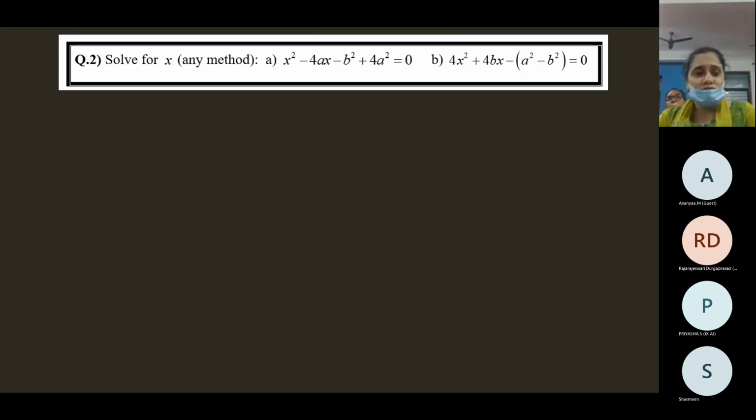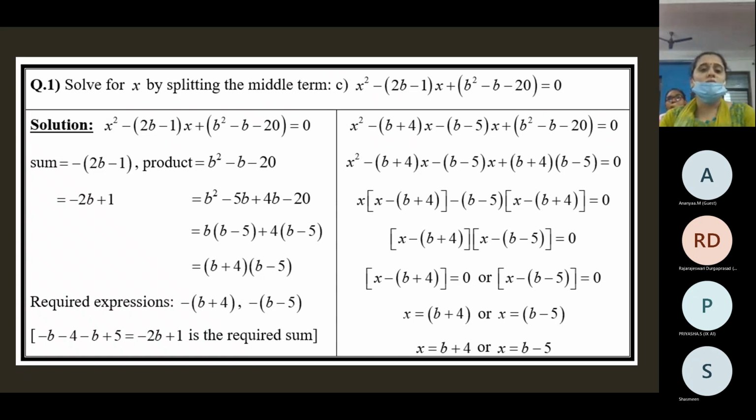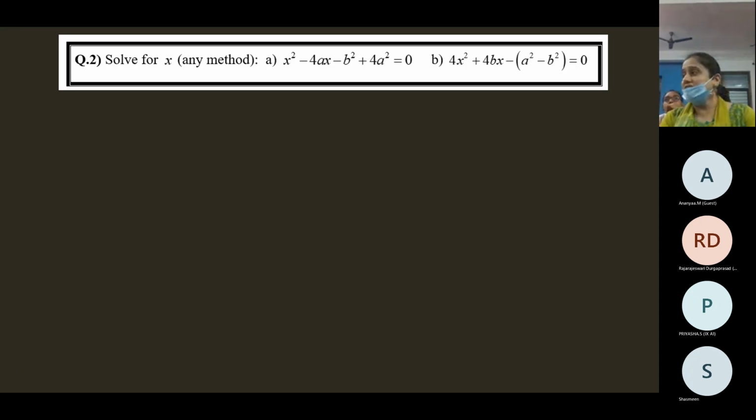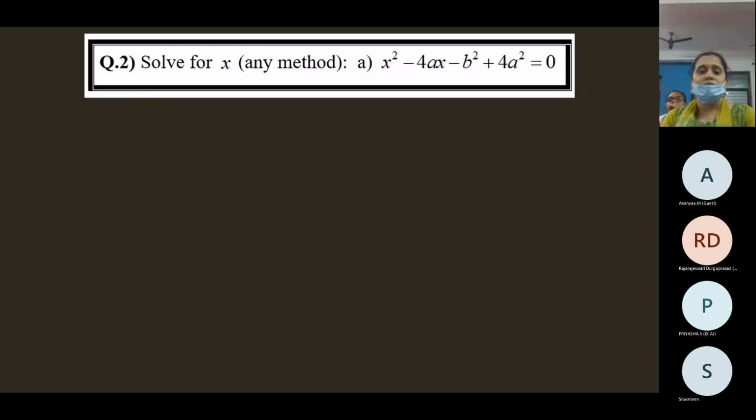All right. So now here this is solve. So this was A, B, and C. Solve for x by splitting the middle term. Factorize by splitting the middle term. Factorize and hence find the values of x. All right. So here solve for x any method. Any method. So this is more or less 8th standard.